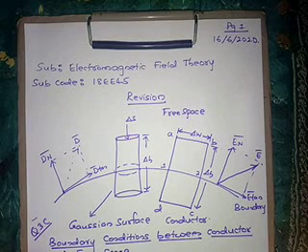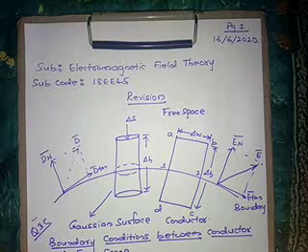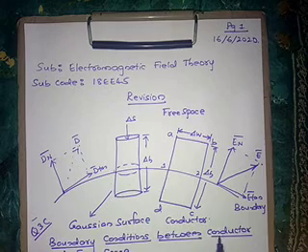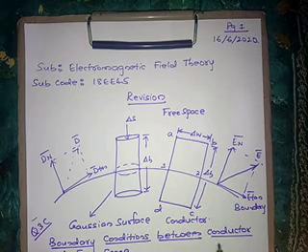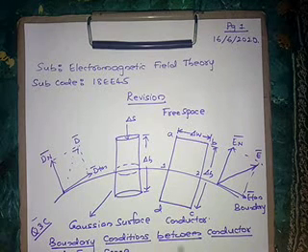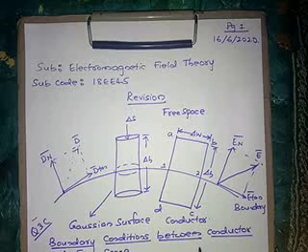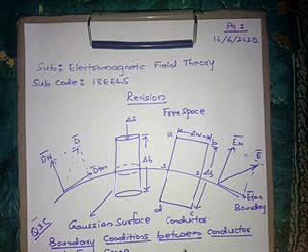Consider the boundary between conductor and free space. On one side there is a conductor, on the other side there is free space. The conductor is considered to be an ideal conductor. So if it is an ideal conductor, then there are a few points to be noted here.